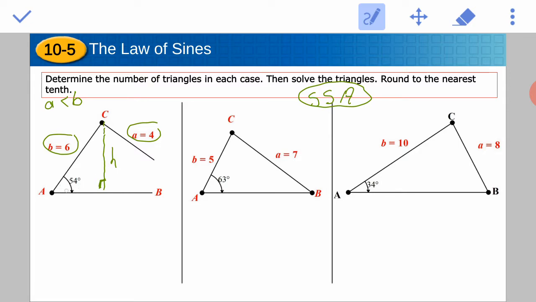So guys, H is going to be equal to 6 times sine 54. If you compute that, you will get the value of H, and it's going to be 4.9. Guys, there is a big problem because the opposite side A is less than H. It means this triangle doesn't exist. This set of information cannot make a triangle. When A is less than H, the triangle doesn't exist, and there are 0 triangles.